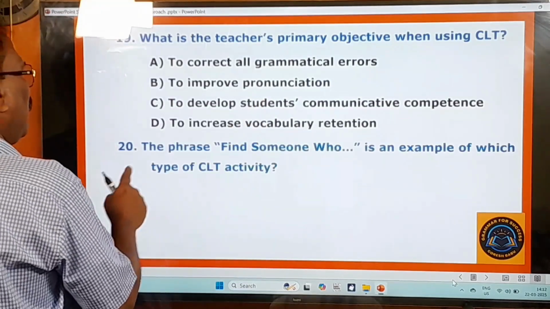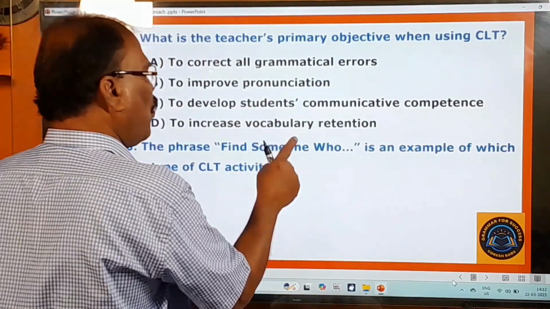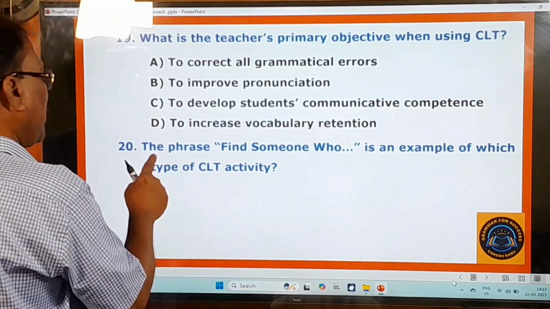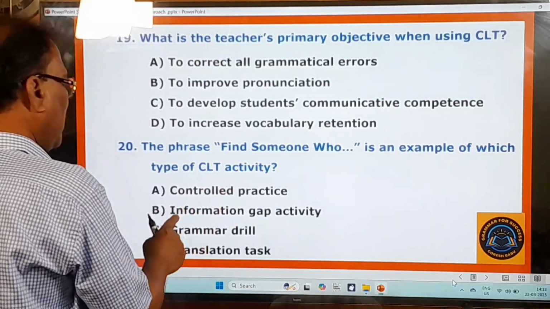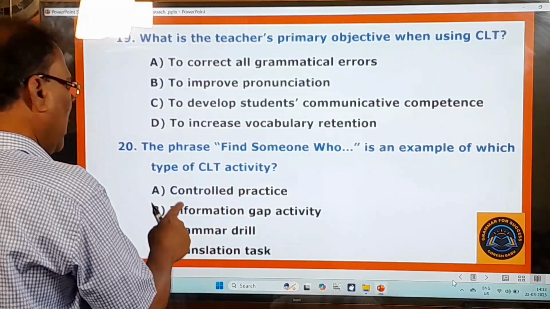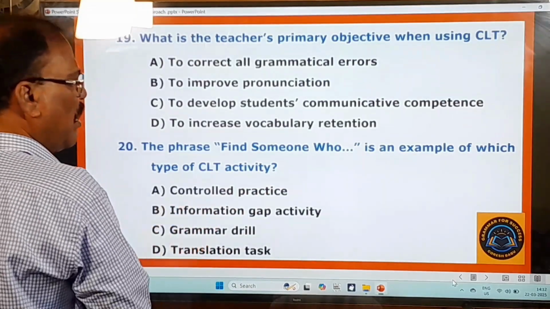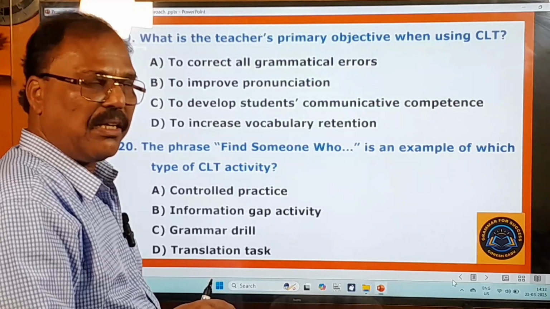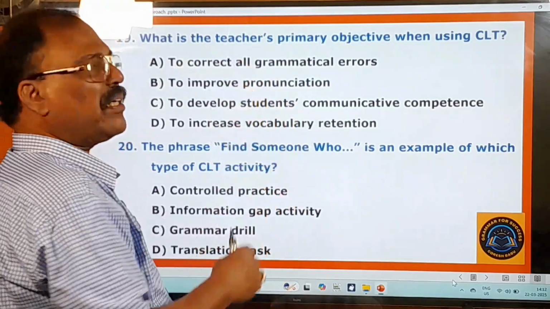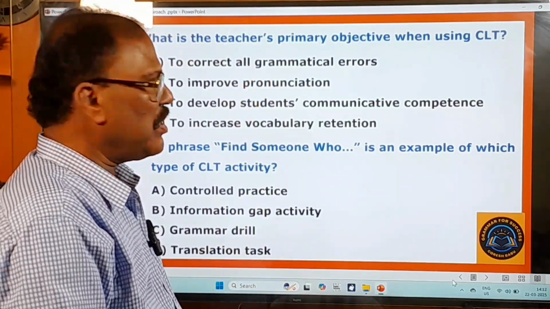The 20th question. The phrase "find someone who" is an example of which type of CLT activity? Controlled practice, information gap activity, grammar drill, translation task. So with this small exercise we will come to an end. Now let's move on to look at the answers for all these questions.